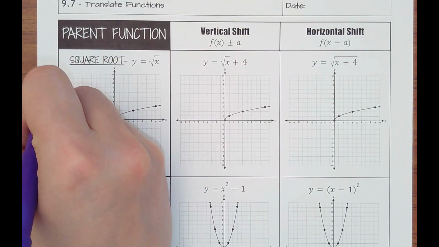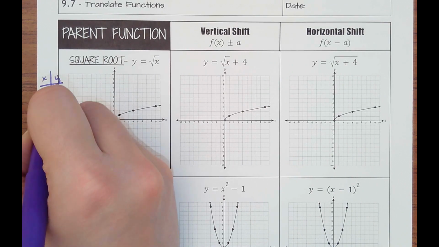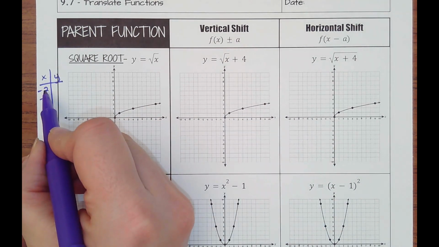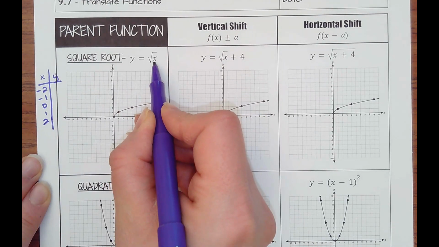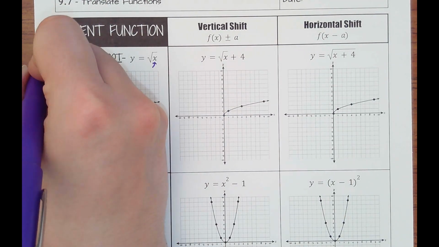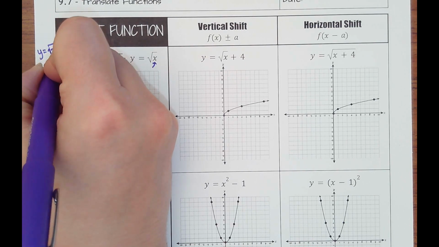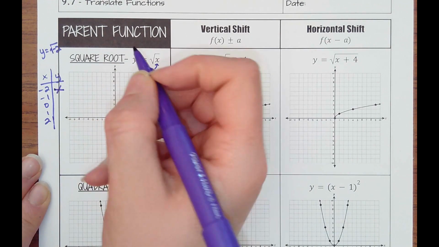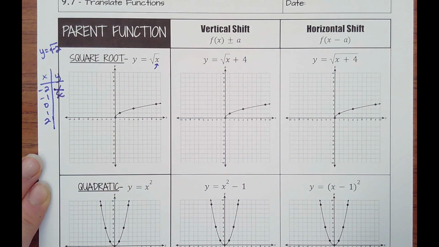And usually what I like to do is make a table for x values between -2 and 2, and that gives you a pretty good idea. So if I were to take -2 and plug it in for x, I would need to do y equals square root of -2. We know that's imaginary, so that doesn't exist. So there's nothing there. Same thing for -1. I can't take the square root of -1.